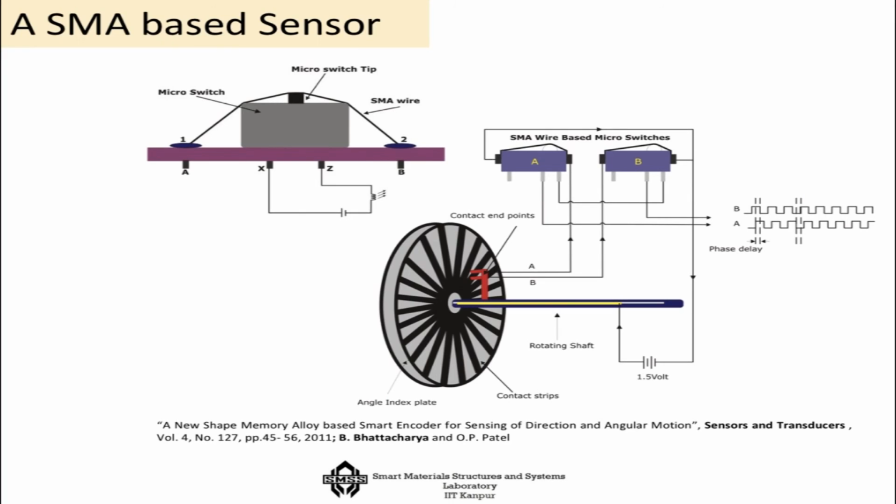SMA is also used in terms of sensors. There are not many applications, but we have devised some applications for SMA as sensors as well. You can see here an SMA based sensor where there is a rotating drum having contact end points, and these 2 points are connected with the help of styluses, and these styluses are operated by SMA wires.